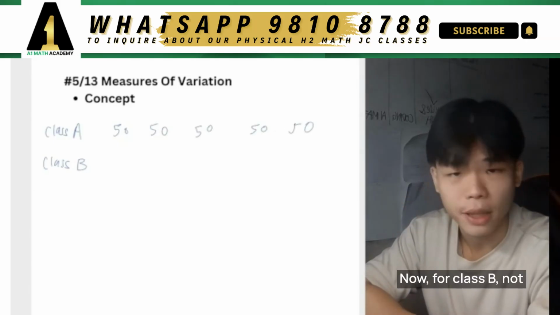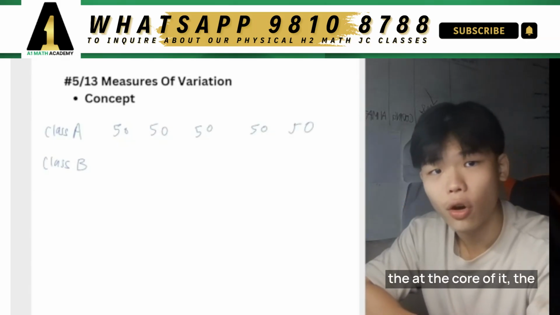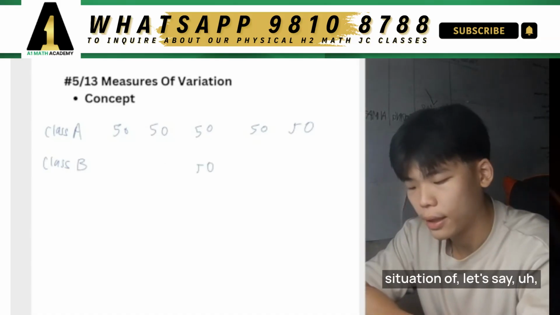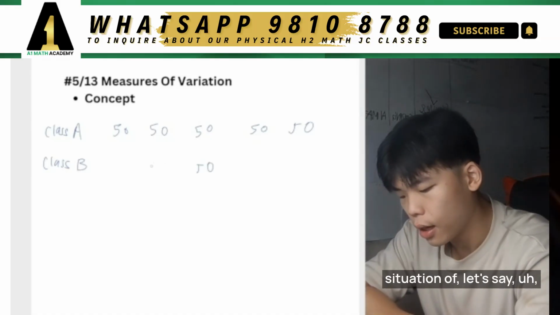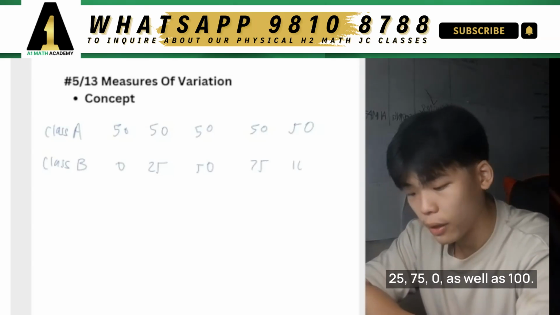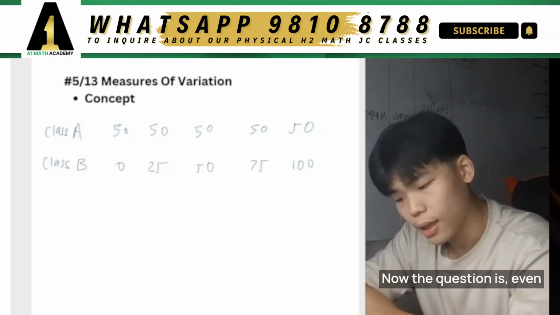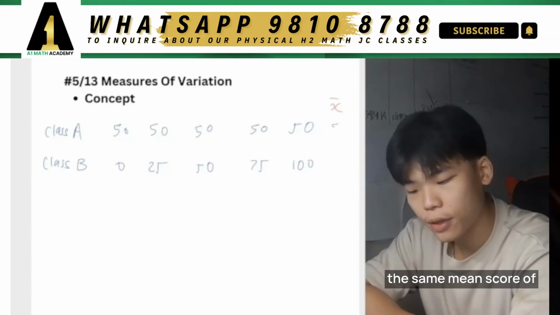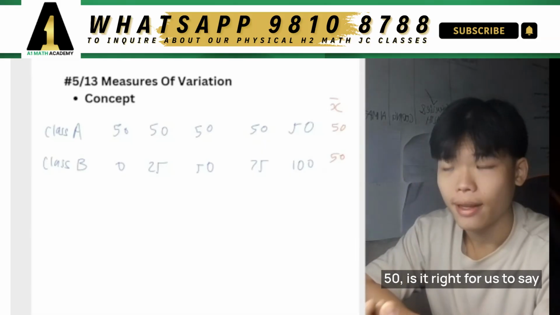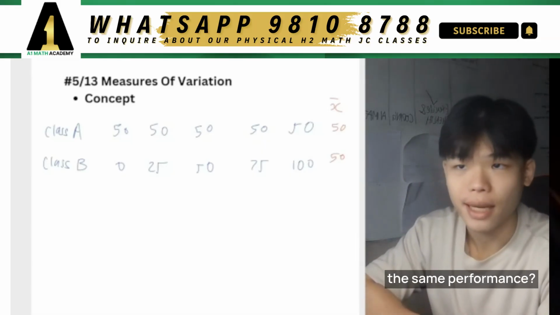50. Now for class B, not everyone scores 50, but at the core of it, the mean score is still 50. So for example, for class B, we can have a situation of, let's say, 25, 75, 0 as well as 100, right? Now the question is, even though both of them have the same mean score of 50, is it right for us to say that both classes have the same performance?